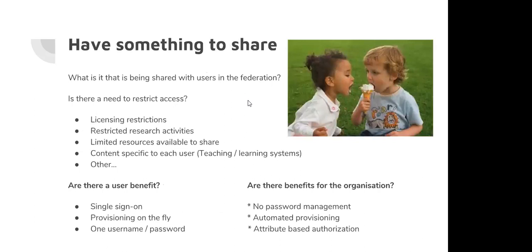So once they've passed that rules step for us, they can join, but they also need to have something to share. So what is it that's being shared with users in the federation? Is there a need to restrict access to what's being shared? If it's something that's generally publicly available to everybody, there's no real value in putting up a federation front door on it, unless you want to know who's using this particular service. If you want to start counting heads, how many university people are using it as compared to how many public people might be a reason to restrict access. You might also want to restrict access based on licensing restrictions.